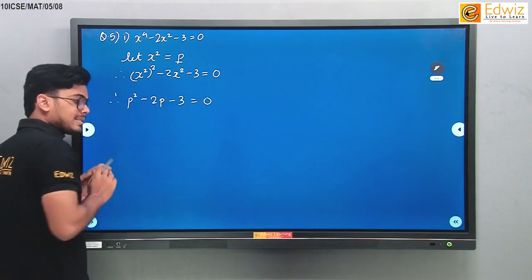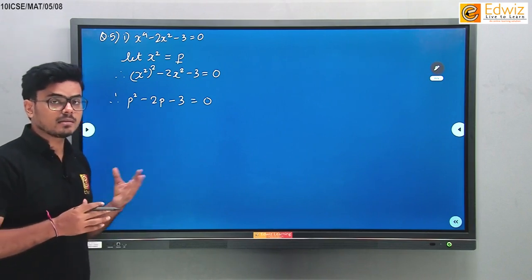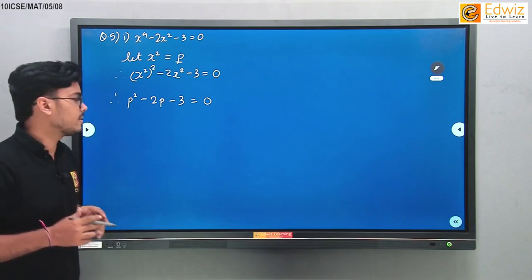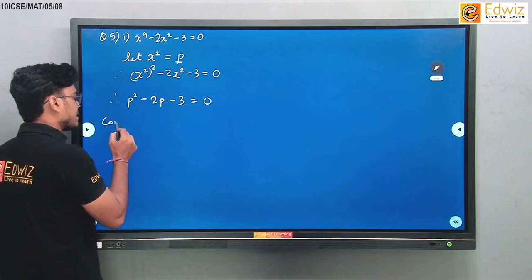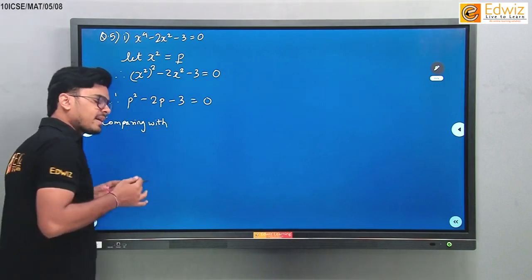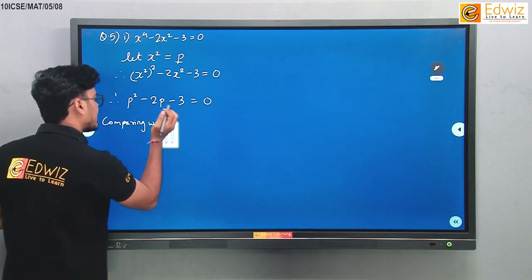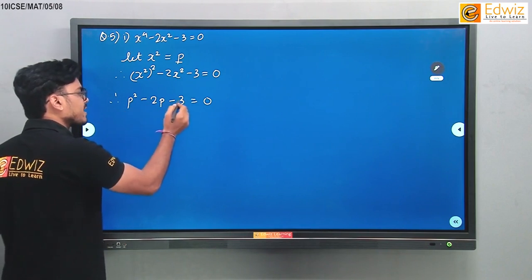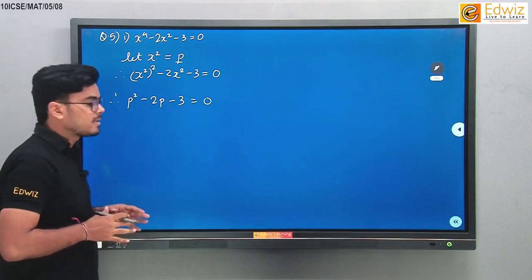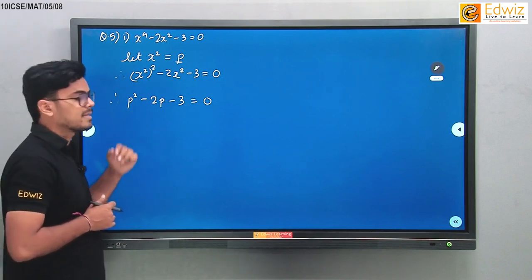Now this equation looks like a quadratic equation. We can solve it just like the questions that we solved earlier. First let us compare with the standard form, or you can use factorization method if you are more comfortable with that. It will come directly with the factorization method. You can see we have to factorize minus 3 such that the difference of both factors should be minus 2.